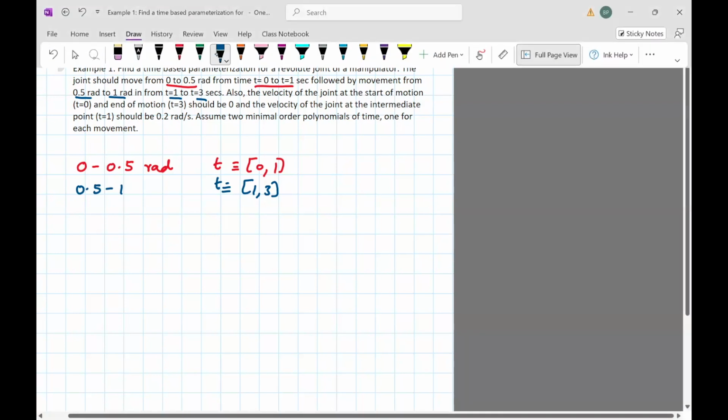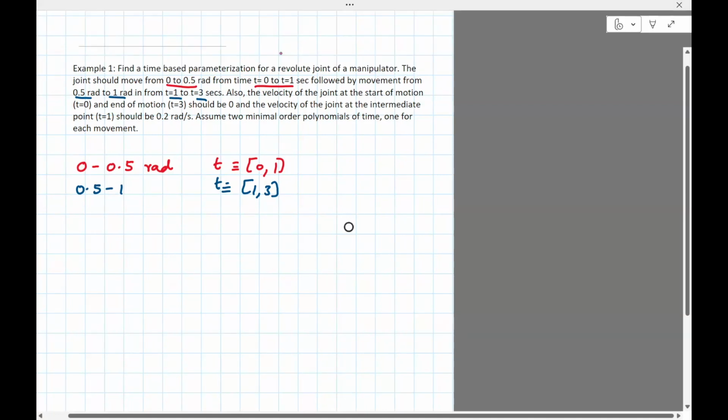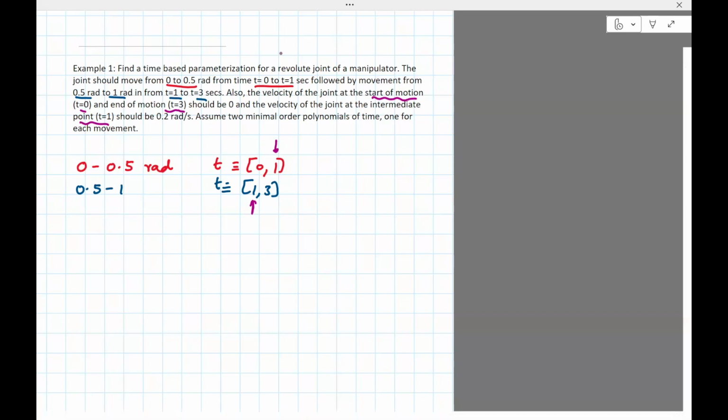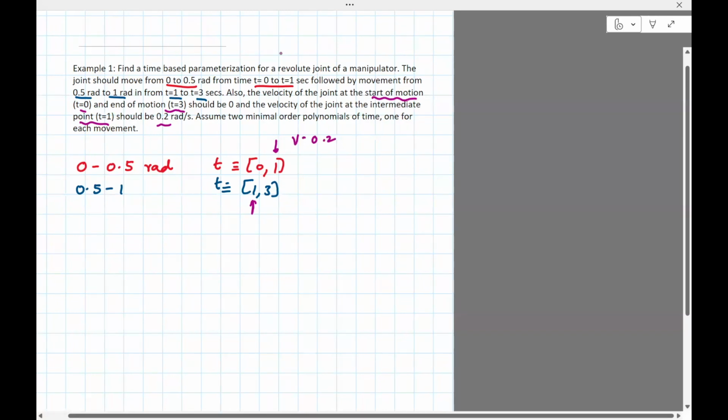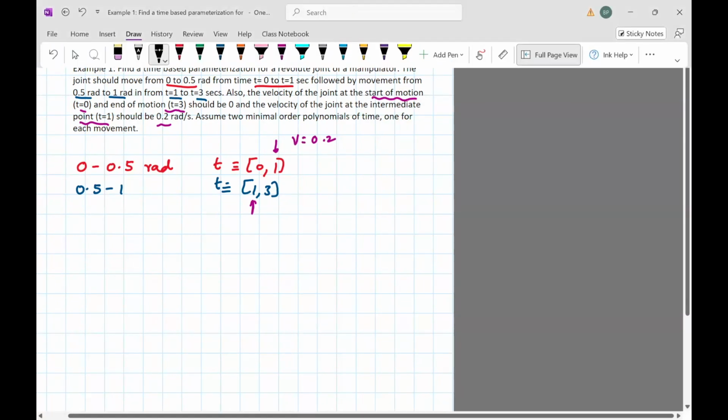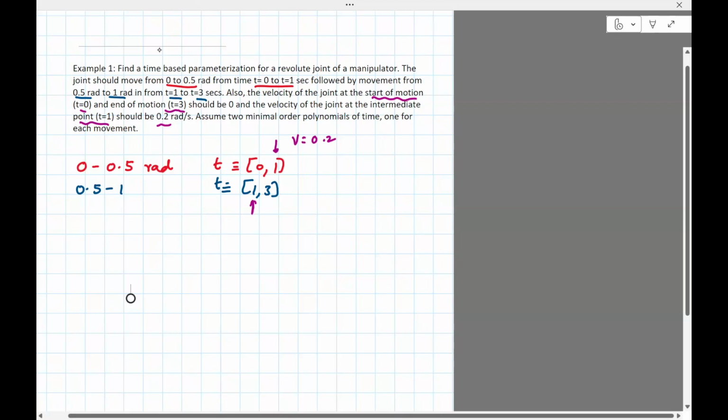There are some more conditions which are specified. These are velocity of the joint, the start of motion and end of motion should be 0. So starts and ends at 0, and velocity of the joint at the intermediate point, at this point, should be 0.2. Okay, so a bunch of things, but let's just try to write down the conditions.